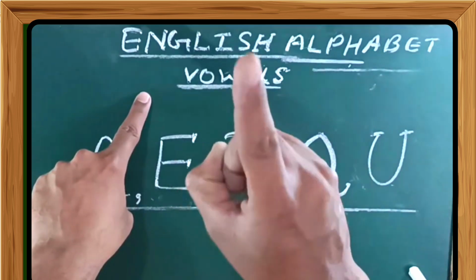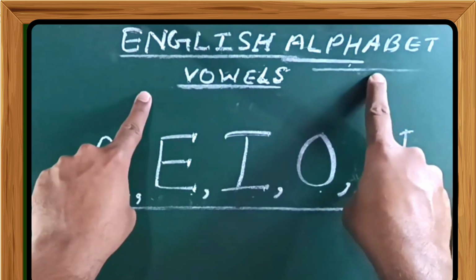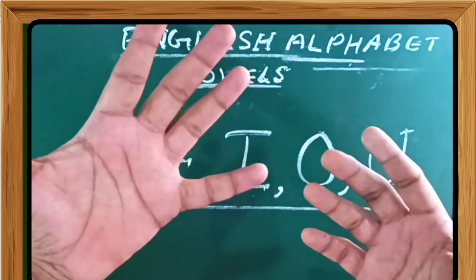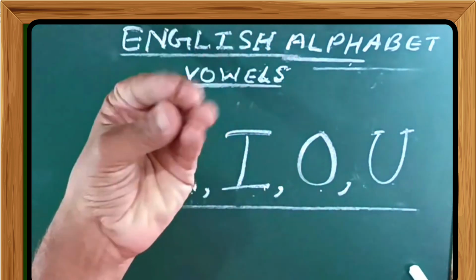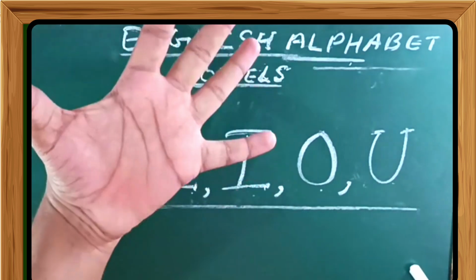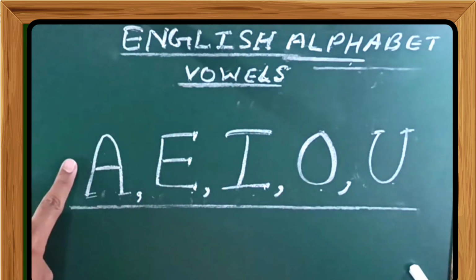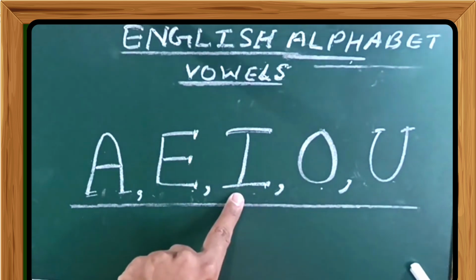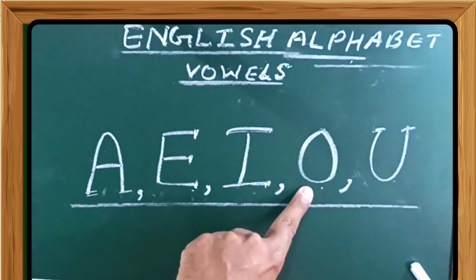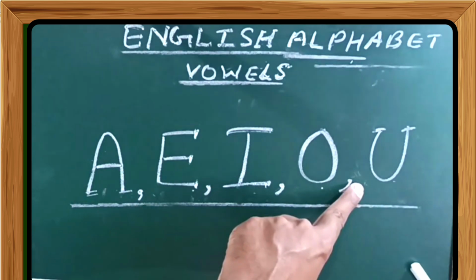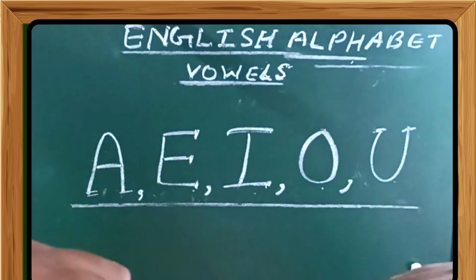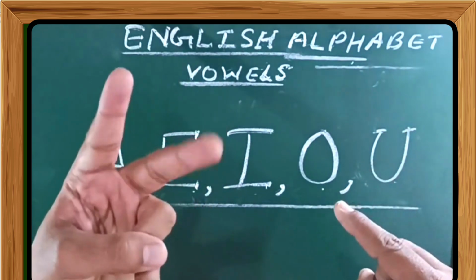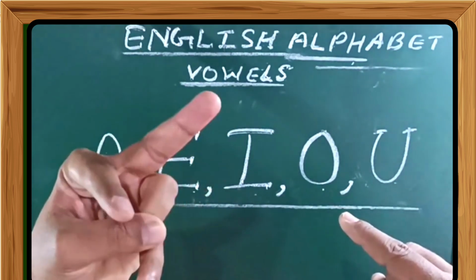Today we will talk about the English alphabet vowels. And you know that in the English alphabet, 5 vowels are there. How many vowels? 5. Number 1 A. Number 2 E. Number 3 I. And 4 O. Then U. Okay kids? But in this video we will talk about only 2 vowels, A and E.